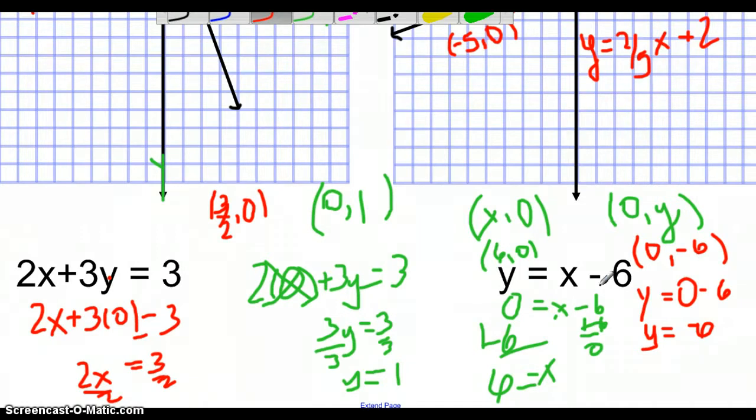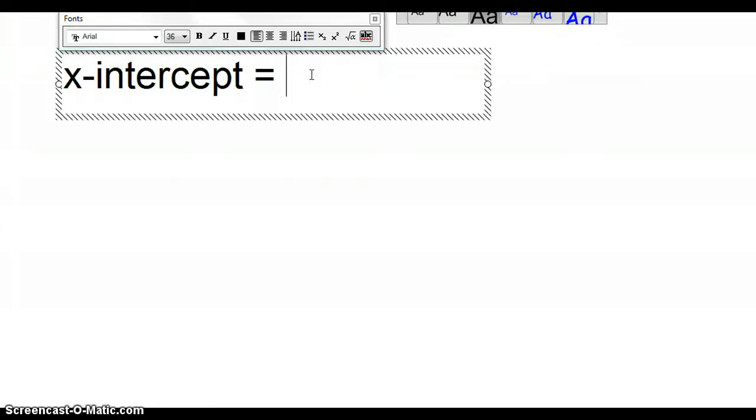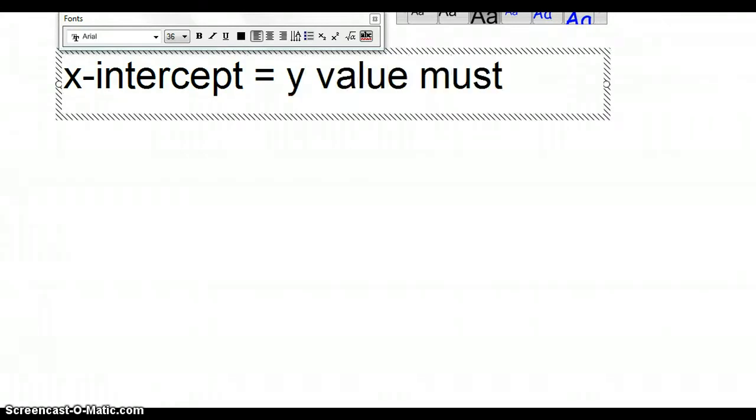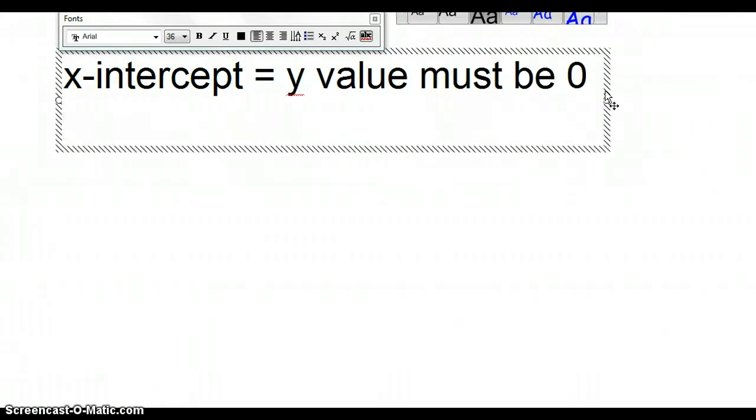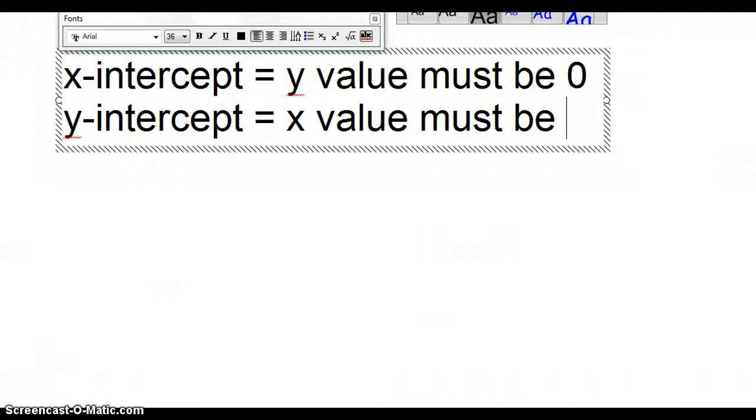So what I really need you to understand is, if we're taking notes, this would be a really good thing to write down. Hint, hint. The x-intercept, the y value must be 0. For the y-intercept, the x value must be 0. So when we have an equation, when we're trying to find this, I'm going to plug 0 in for my y. When I'm trying to find y, I plug 0 in for x.